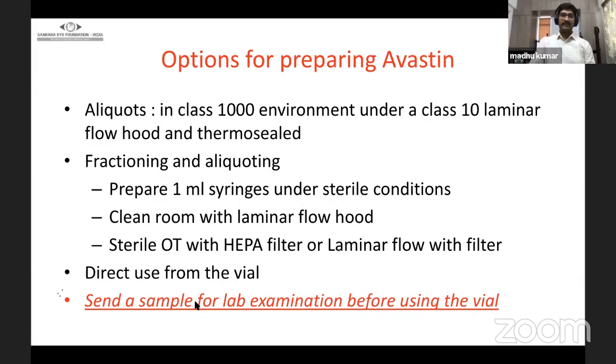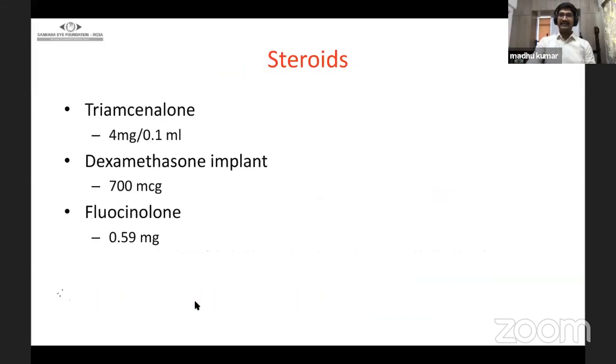What is most important is, before we use that particular vial for any injection, we need to make sure that one sample of 0.2 ml is withdrawn from the vial and sent for lab examination for staining and culture sensitivity. By 48 hours, you get the report. And once you're sure that it is sterile, you need to attach that lab report to your file, and then go ahead and use the drug.